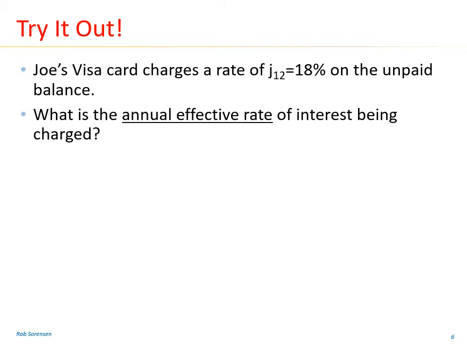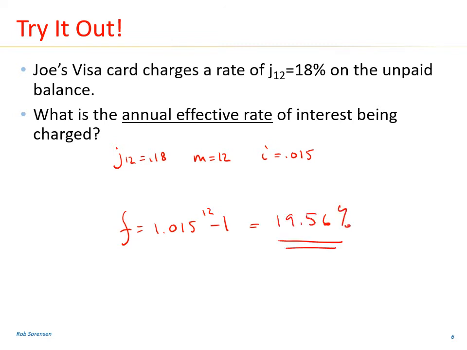Well, let's have a look. We were given this rate of J12 equal to 18%, and m is equal to 12 in this case, and i is equal to 0.015. What's the annual effective rate? 1.015 to the power of 12 minus 1. And that works out to 19.56%. So you're paying much closer to 20% on this credit card if you keep a balance going.